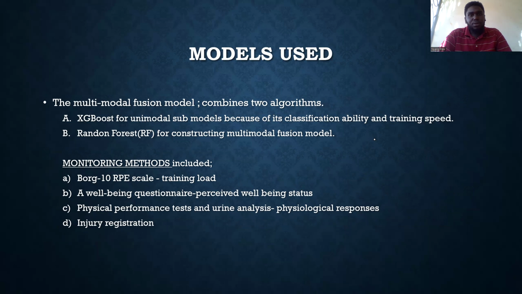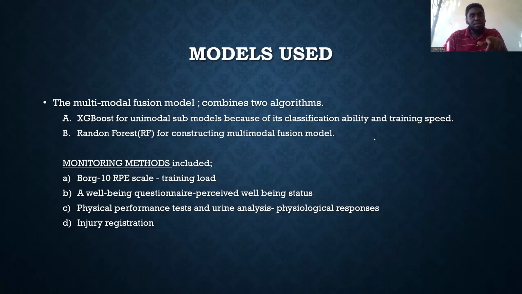Now, the models that were used: the multimodal fusion model combines two algorithms, the XGBoost algorithm and the random forest algorithm. What do we use the XGBoost algorithm for? We use it for unimodal submodels. What do I mean? I mean constructing predictive models using a single modality. In this paper, it means constructing models separately for each modality or each type of data, for example, training load.